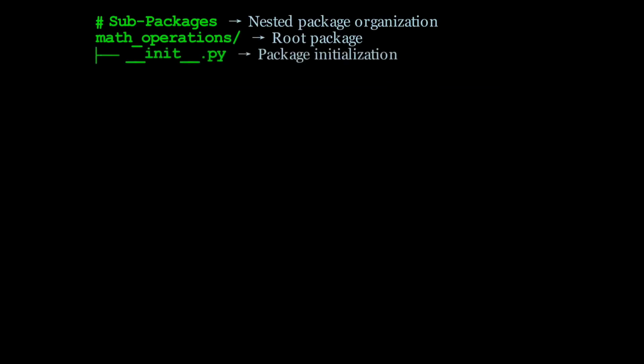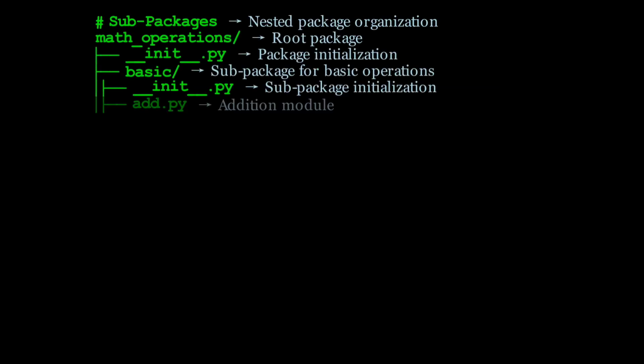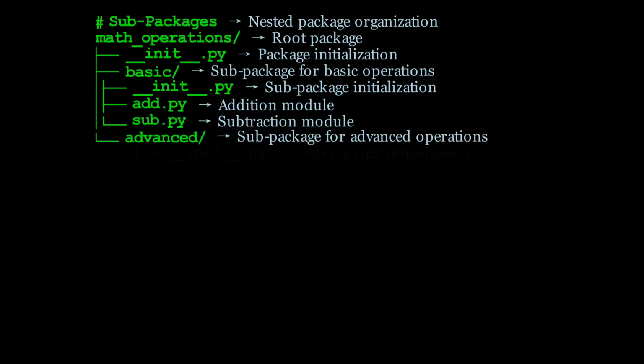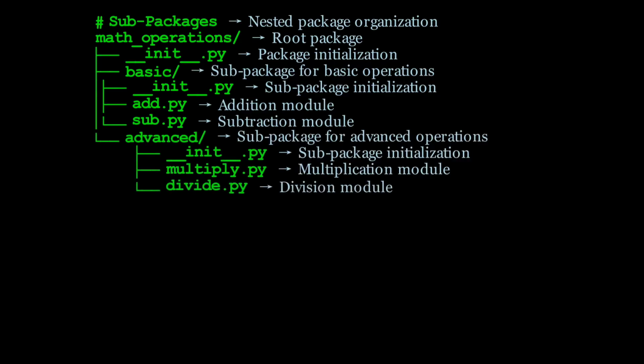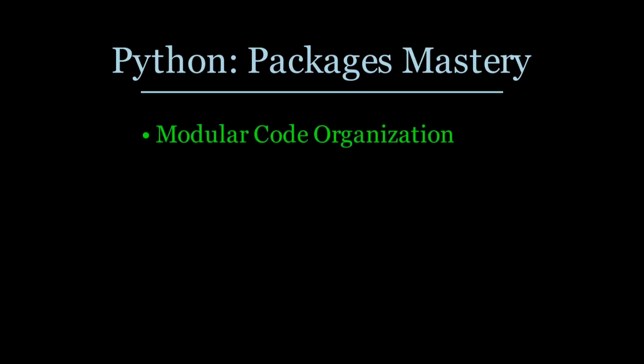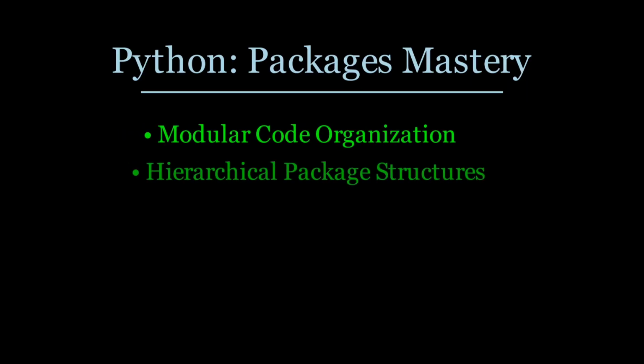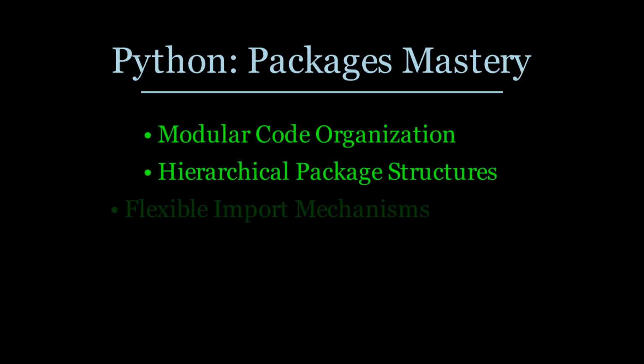This tree structure shows our complete package organization. The root math operation package contains two sub-packages, basic and advanced. Each sub-package has its own __init__.py file and contains modules for specific operations. The basic package handles addition and subtraction, while the advanced package manages multiplication and division. Packages provide exceptional modular code organization, keeping the related functionalities together.